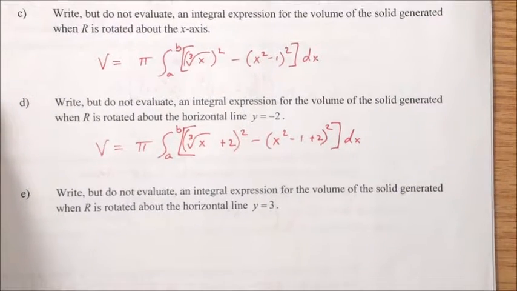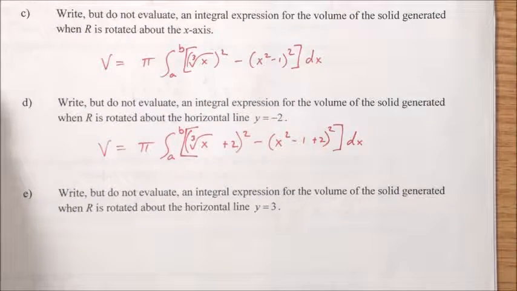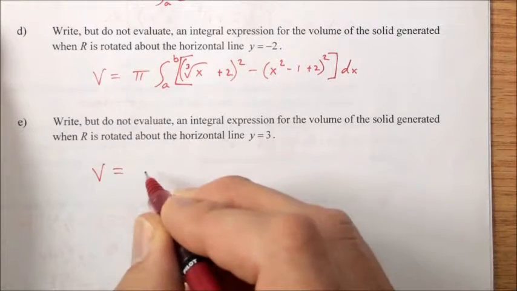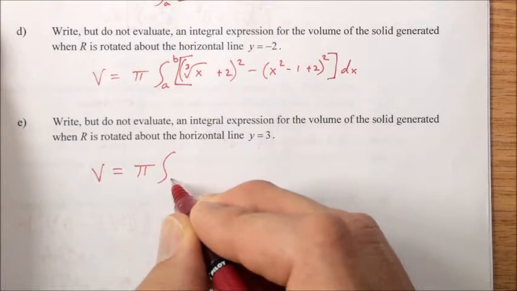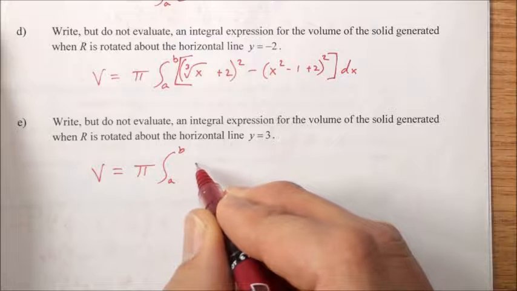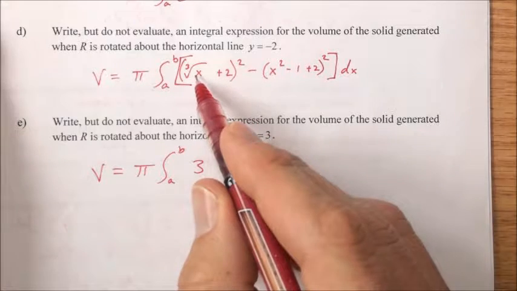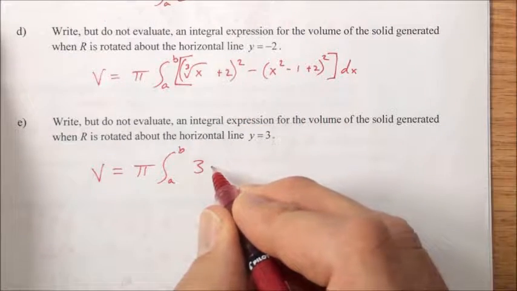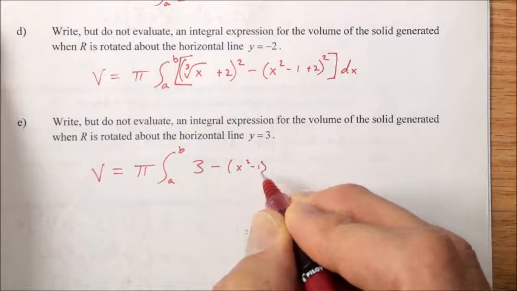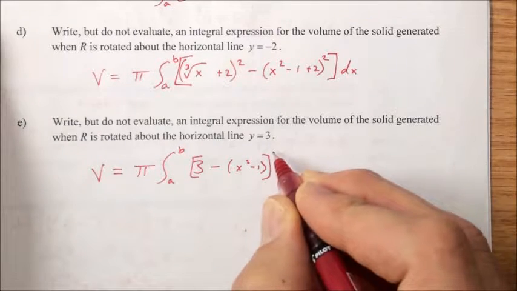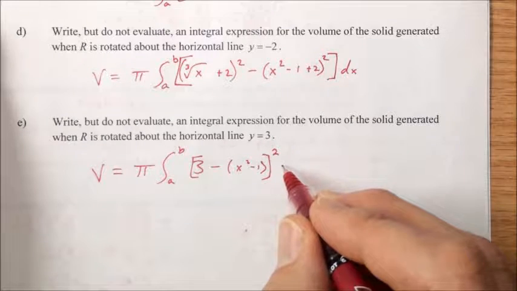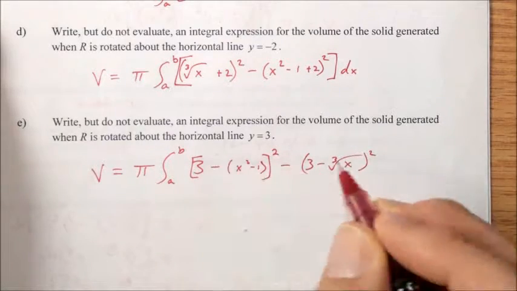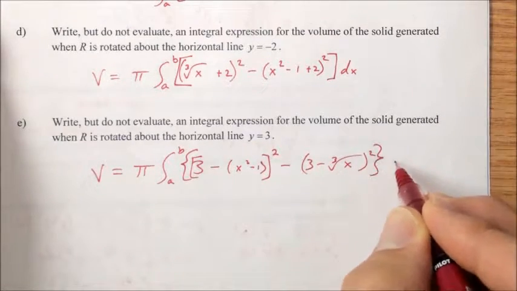All right, and finally, we're going to go around the line y equals 3, which is above our region. So volume, just like on the previous problem, we have pi, the integral from A to B. We will have 3 written first. We're not going to use cube root of x first because that is now further away from the line y equals 3, so x squared minus 1 is going first. So 3 minus the quantity x squared minus 1, and that is all going to be squared, minus 3 minus the cube root of x wrapped and squared, and then we need a dx for the whole thing.